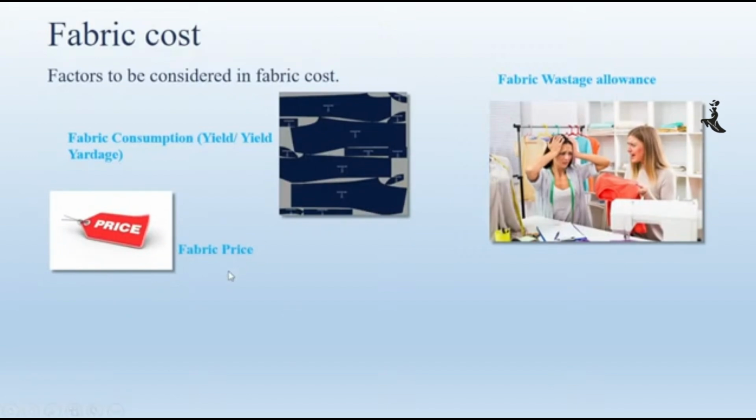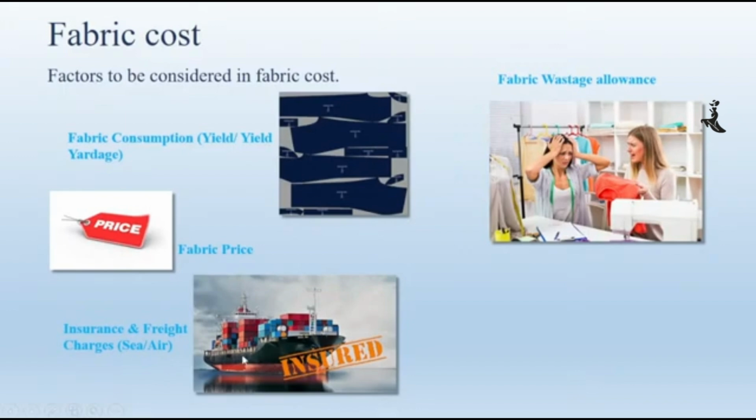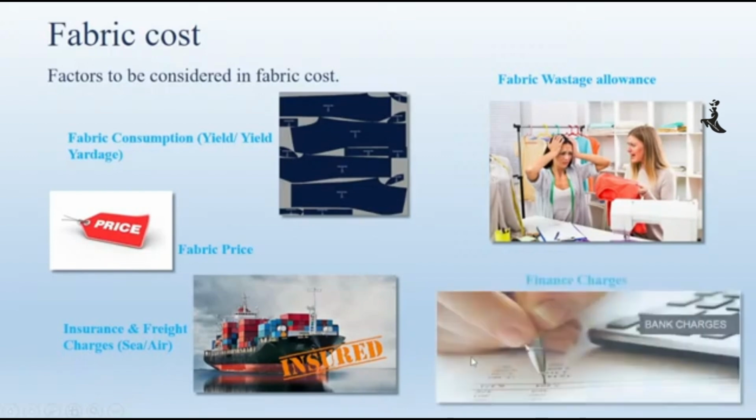Insurance and freight also we have to get from the relevant company or the service provider. We have to pay freight charges to the freight company, and for the insurance we have to pay the insurance company. Since a bank should be involved to make the business a reality, finance charges also we have to consider as fabric cost. So, we have to consider all these as fabric cost. How do we calculate this cost? Fabric price, insurance, freight, and finance charges, consumption and wastage allowance.